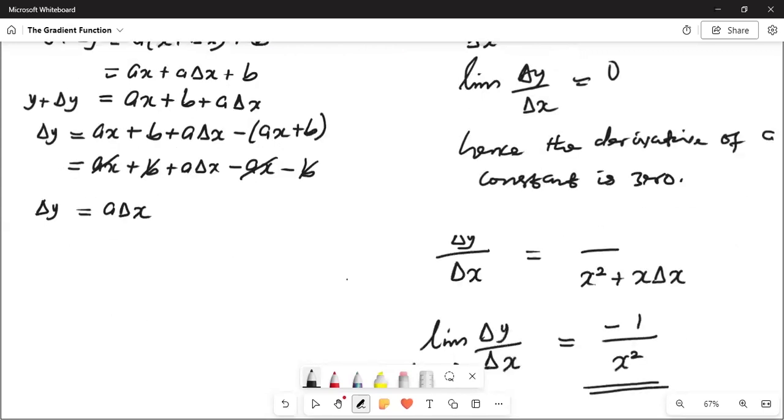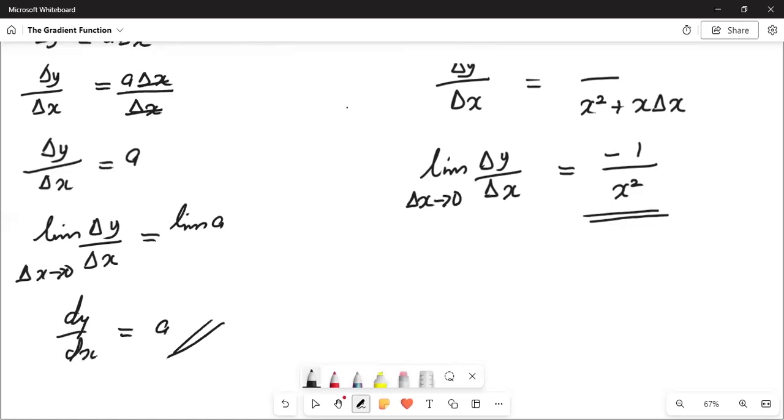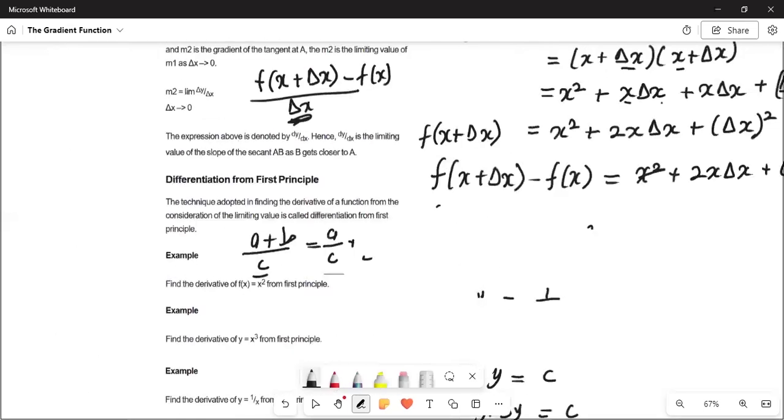Dividing both sides by delta x, delta y over delta x is equal to a delta x over delta x. So delta x can cancel. Therefore, delta y over delta x is equal to a. Taking the limit as delta x approaches 0, the limit of a constant is the constant itself. Therefore, dy dx is equal to a from first principle. Therefore, the derivative of ax plus b is equal to a. Okay, that is all for differentiation from first principle.